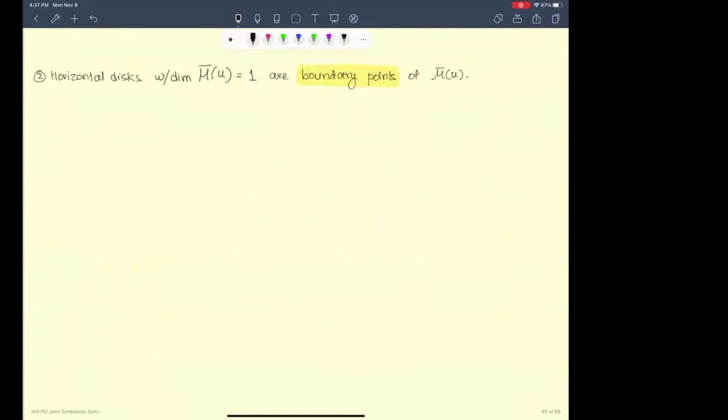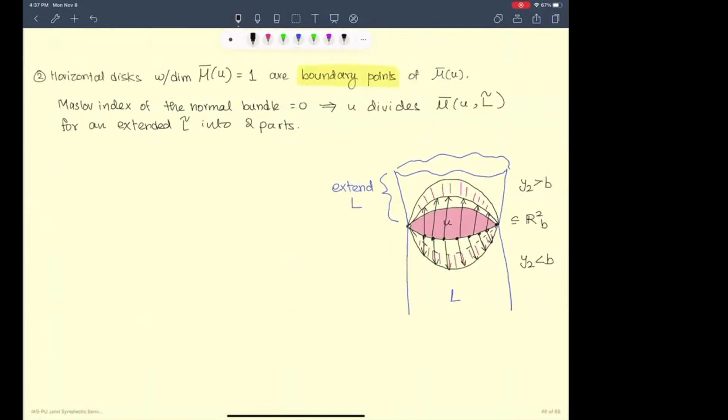Okay, so the next thing is these horizontal disks are boundary points. Okay, what do I mean by that? They have sort of normal bundle Maslov index 0, which means they divide this, so suppose this bottom part is your L and you extend it a little bit. You can do that by adding collars or something.